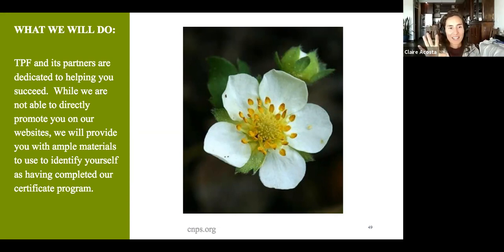So Theodore Payne, like I was saying, they want you to succeed. They are dedicated to helping you, but they can't actually directly promote you on their website. They don't have a list of the certified people's names on their website. It's a liability issue basically. But they will provide you with all the materials you need to identify yourself: the decals, the certificate, and like I said, people can contact Theodore Payne to confirm if you have a client that really doesn't trust you, I guess. No, I'm just kidding. Anyway, they can confirm through Theodore Payne Foundation if someone is certified.